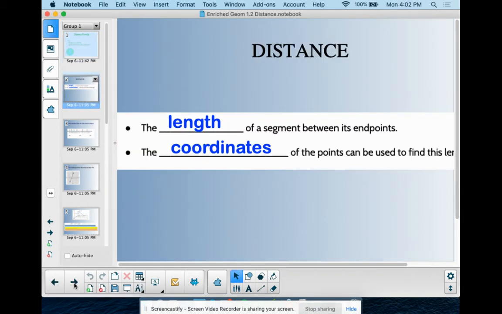So let's fill in some of these blanks here. Distance is the length of a segment between its endpoints. How long is it? That's what you're figuring out. It's distance. The coordinates of the points can be used to find this length. So we'll do it both ways. We'll use ordered pairs and also just on a number line.